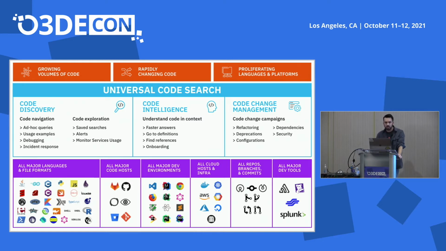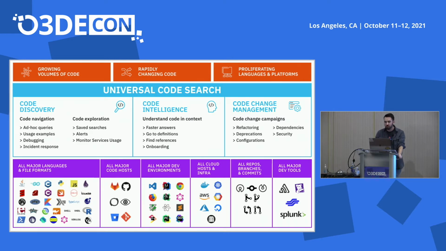So you can do things like what's laid out here, like code discovery. Like I said, searching across your code, finding examples of usage and code reuse, debugging and incident response. Code intelligence, so giving you the ability to understand the code you're looking at with go to definition and find references, as well as change management throughout your code base. So large scale upgrades, refactors, deprecations through our batch changes feature.